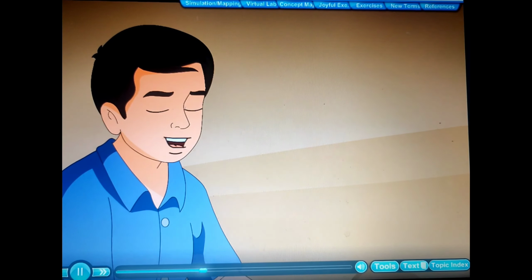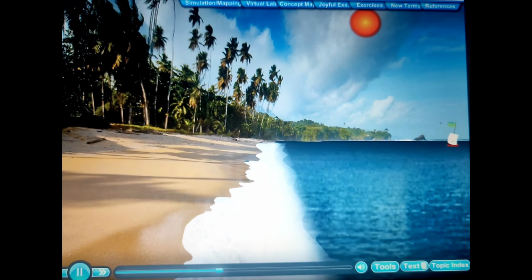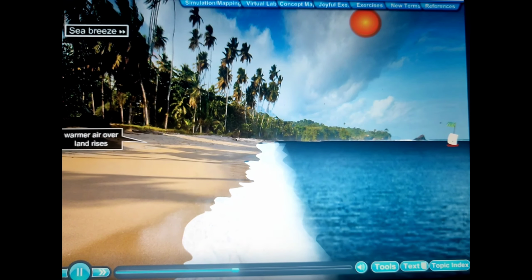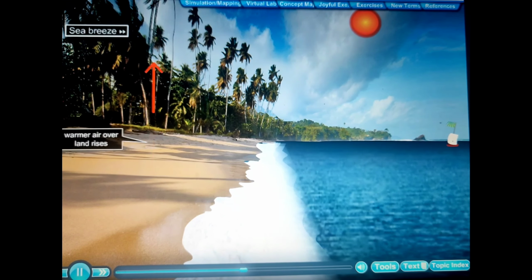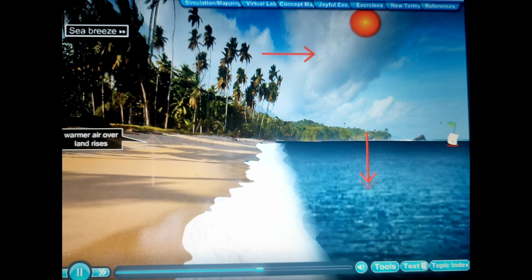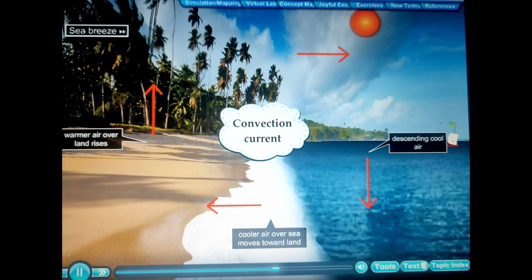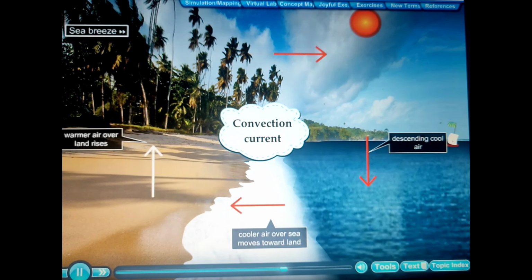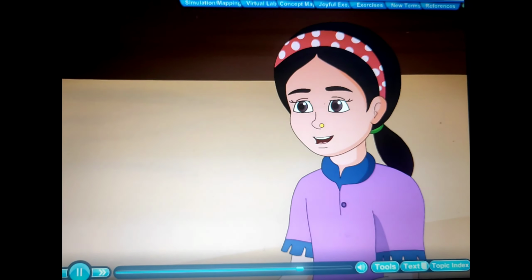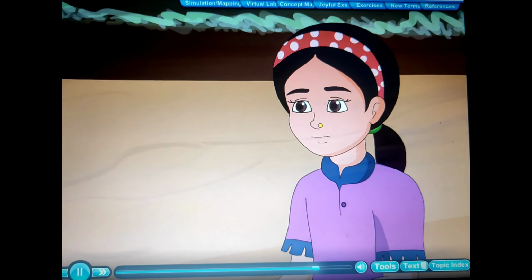Land absorbs heat faster than the sea. During the daytime, the land heats up more quickly than the seawater. Thus, the air above the land surface, being heated, expands and rises up. The cooler air above the sea surface blows towards the land to take its place. This sets up convection currents. So the cool air from the sea blowing towards the land is called sea breeze.